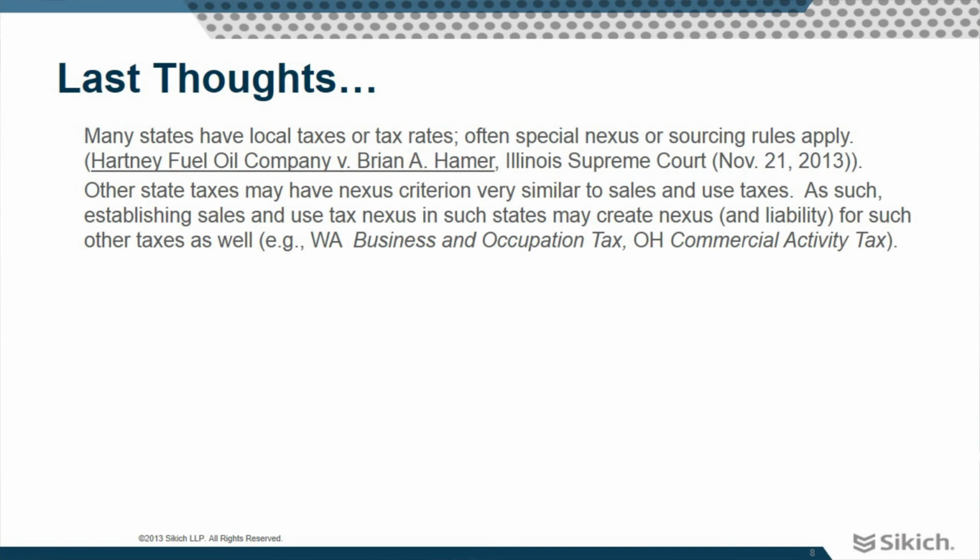Finally, some last thoughts. Keep in mind that many states have an overall state rate for products, but they also may have local rates. Sometimes these are administered by the state's Department of Revenue. Sometimes these are separately administered by the municipalities or counties that have imposed them. In addition, many states have different rules about what we call sourcing rules, about what municipality within their borders gets to impose such a tax.